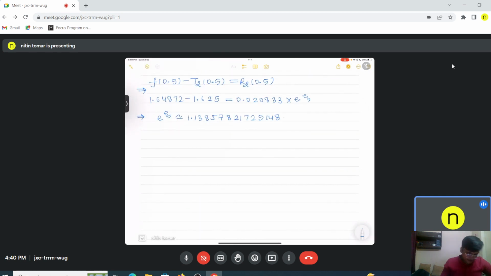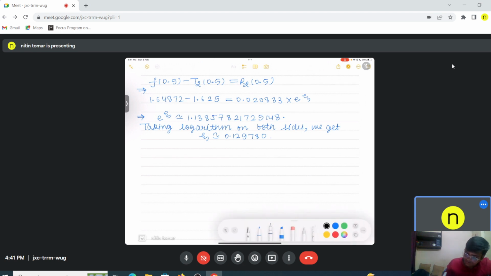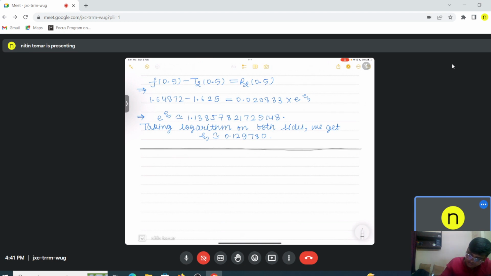Okay, so we have this value of e power xi. Now if you take logarithm on both sides, we get xi to be, I'll write up to 6 significant digits, 0.129780. Okay, so this is the question.